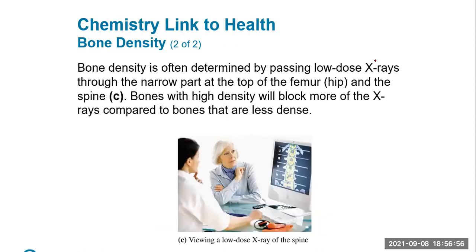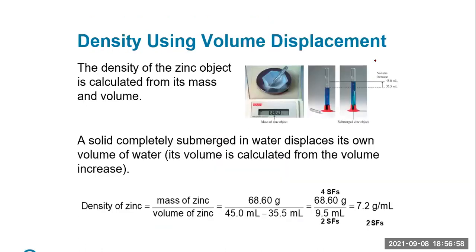Let's talk a little bit about a very common way that we get a volume when we're doing density. There are really 3 common ways to get a volume. You could just take a volume reading. You could do the length times the width times the height. Or the more common way is volume by displacement.